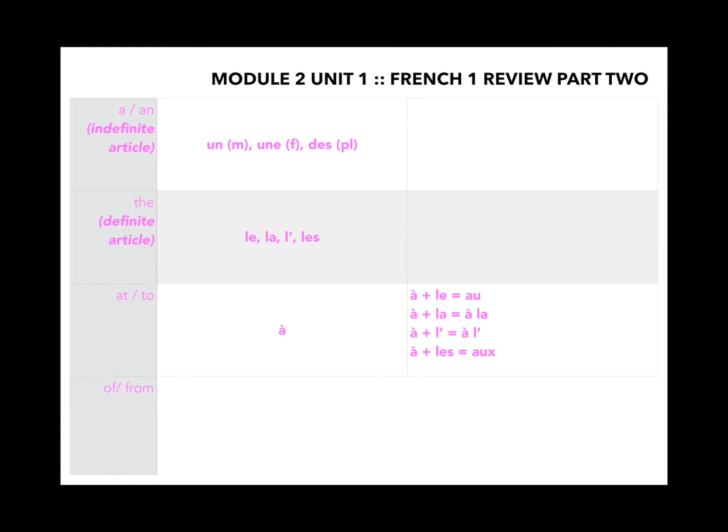Let's move on to the word for of, from. Again, the French only have one word for our 2 words, and that word is de. De has contractions with the as well, okay? And those contractions are: de plus le is du, de plus la is de la, de plus l' is de l', and de plus les is des. All right, pause the video right now if you need to fill in the rest of this chart.